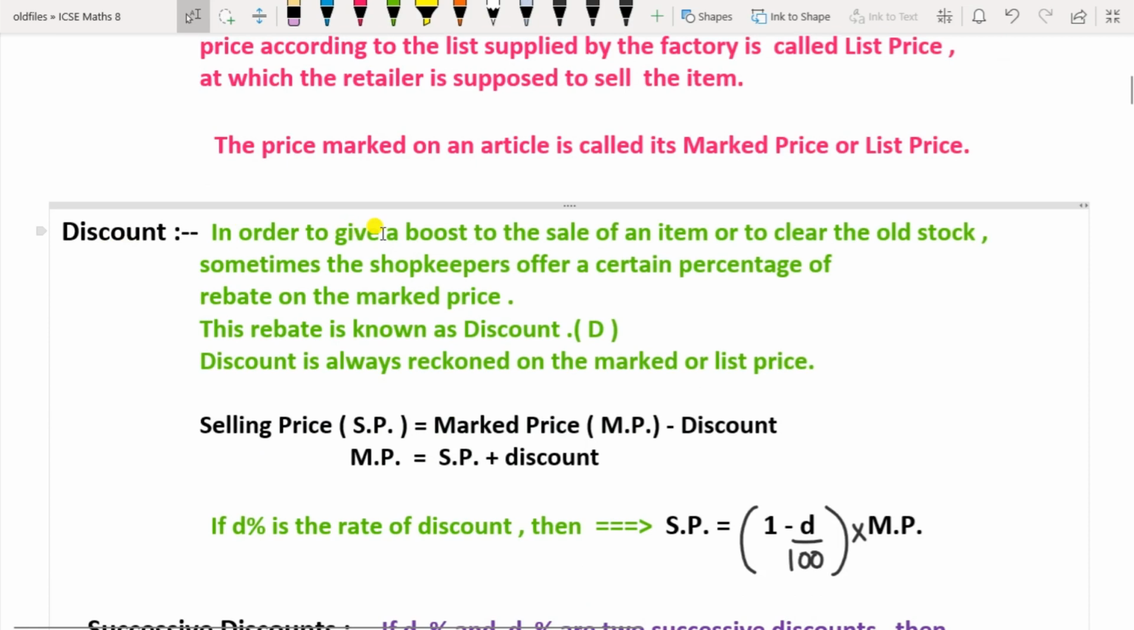Then comes discount. In order to give a boost to the sale of an item or to clear the old stock, sometimes the shopkeeper offers a certain percentage of rebate on the mark price. That is called the discount. It is written as D. And discount is always reckoned on the marked or the list price.